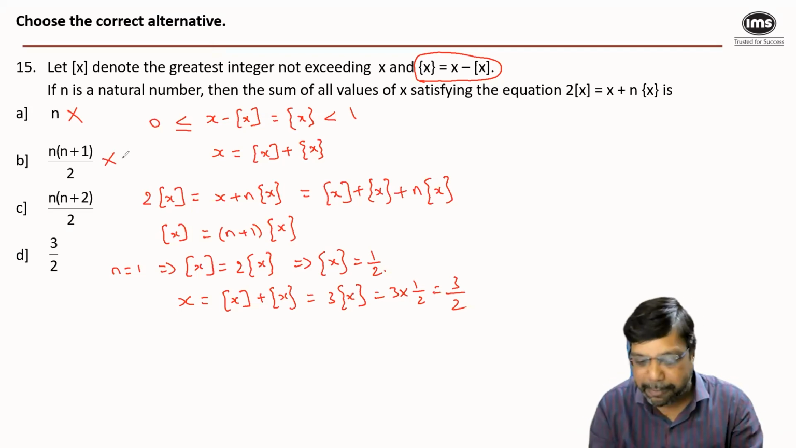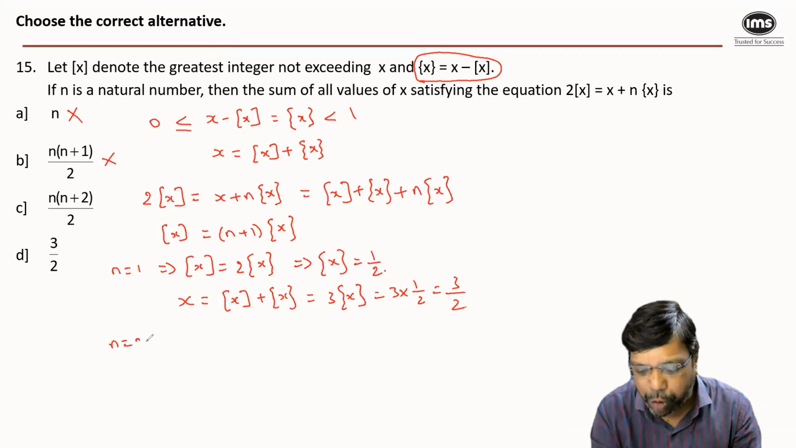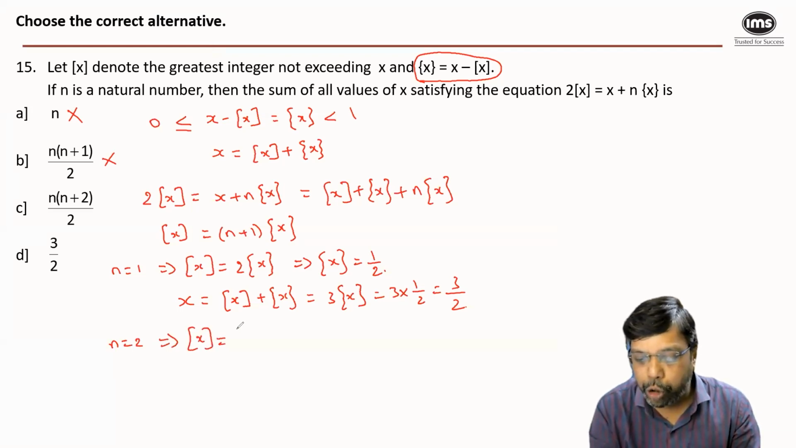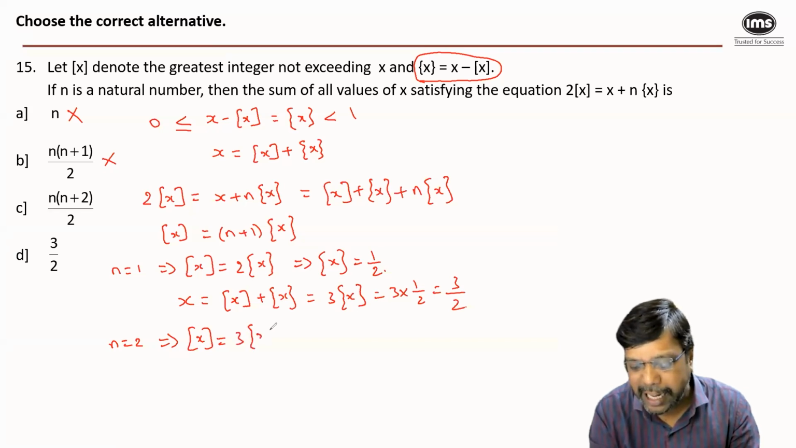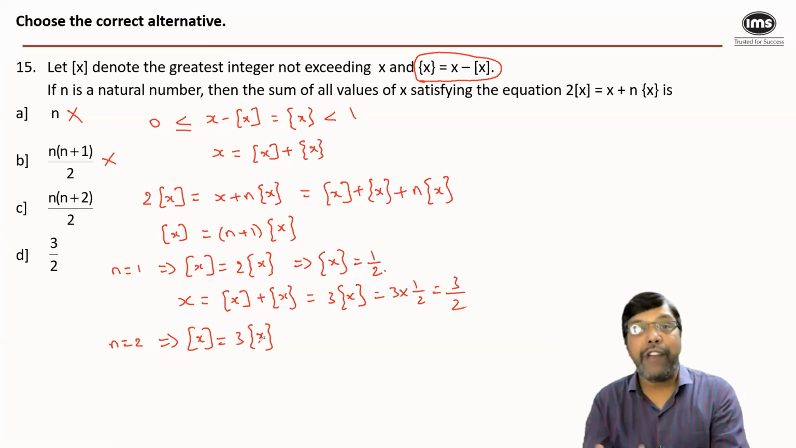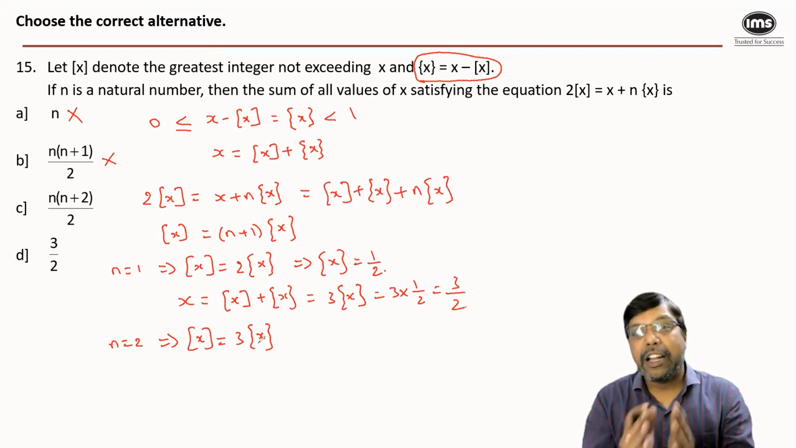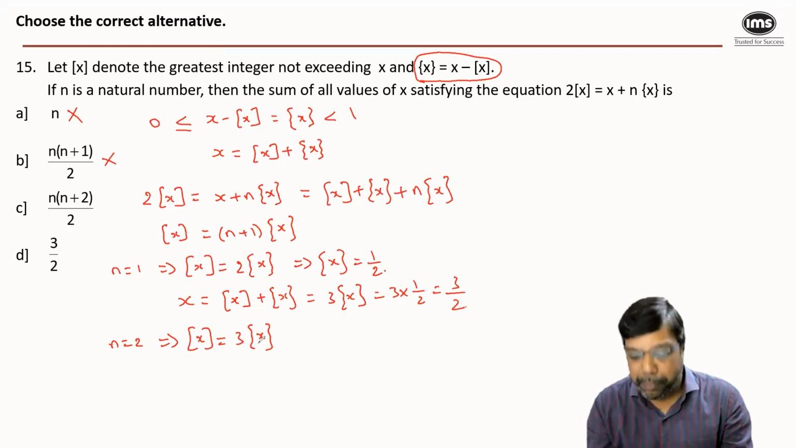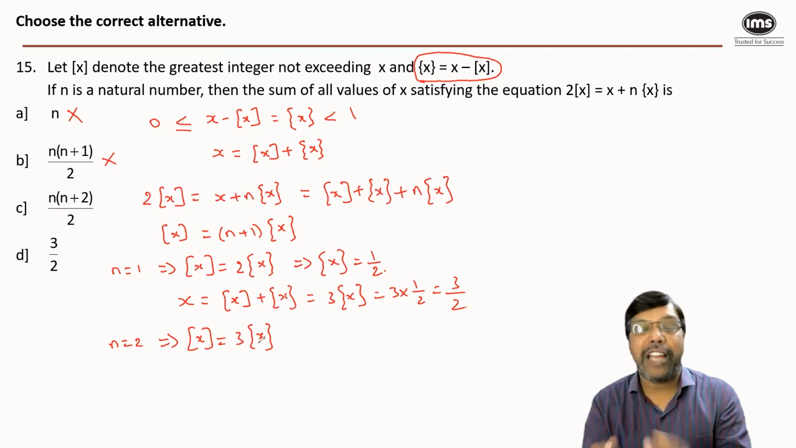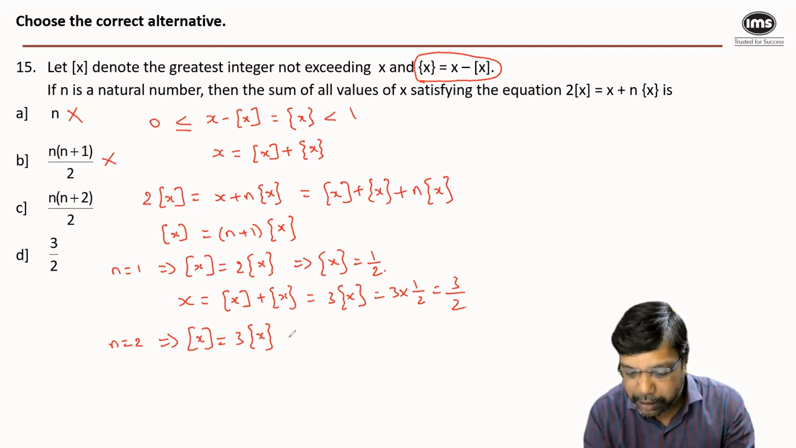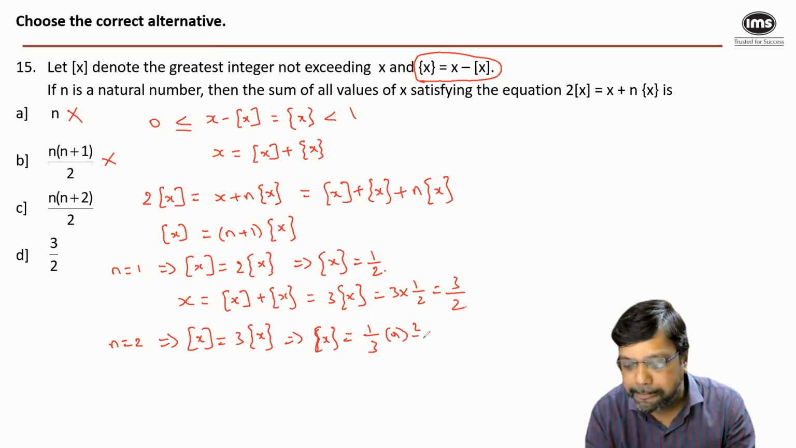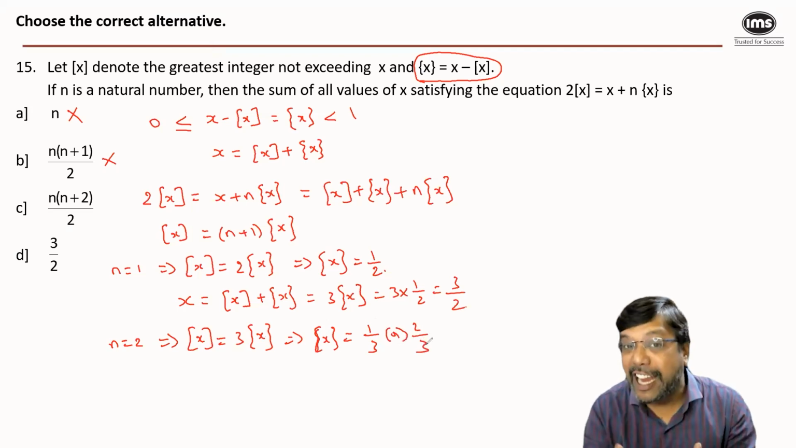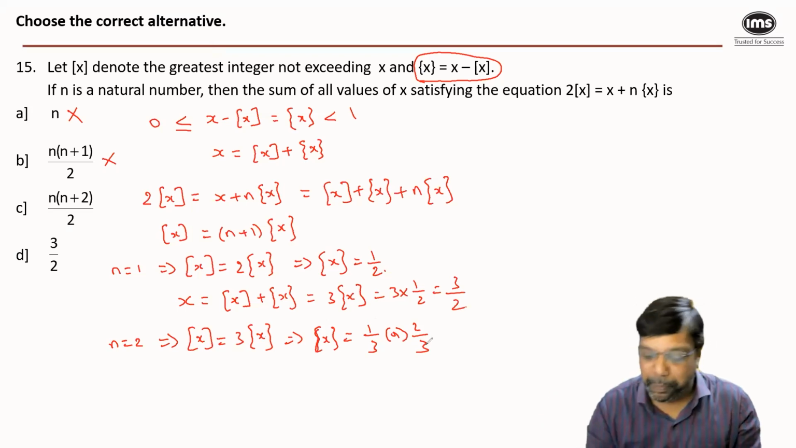Now, if I take n is equal to 2, we get greater integer x is equal to 2 plus 1, 3 into fractional x. Now, for 3 into fractional x to be an integer, fractional x must be such that 3 into fractional x must be an integer. So the value of fractional x must be equal to 1 by 3 or 2 by 3, because fractional x again lies between 0 and 1.